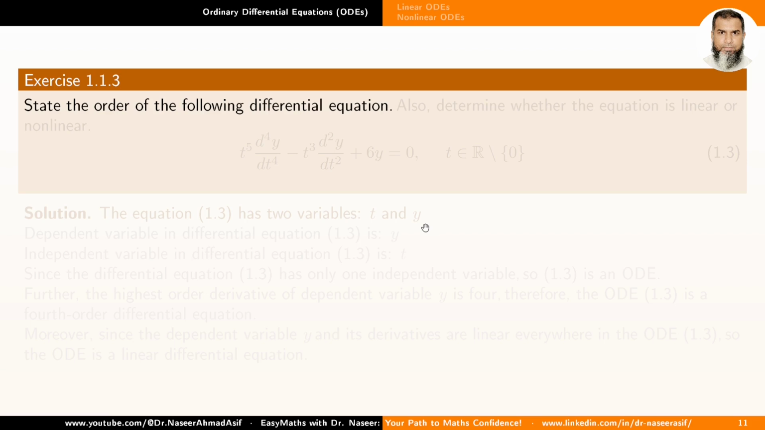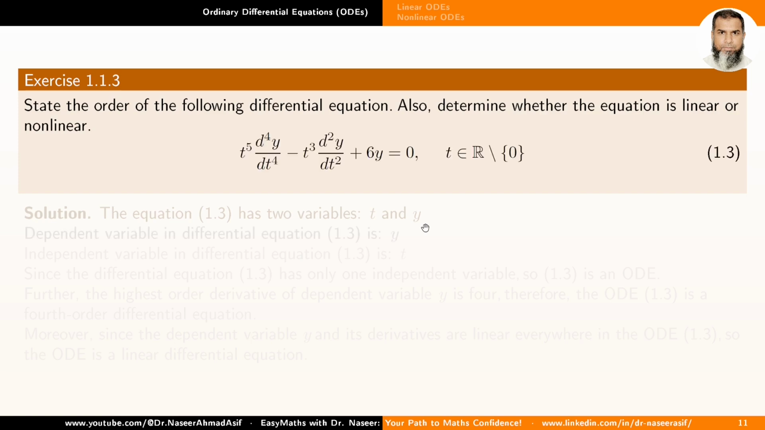We'll see another question. State the order of the following differential equation. Also determine whether the equation is linear or non-linear. This is t exponent 5 d4y by dt4 minus t cube d2y by dt square plus 6y is equal to 0, where t belongs to R other than 0. We'll see the solution of this question.